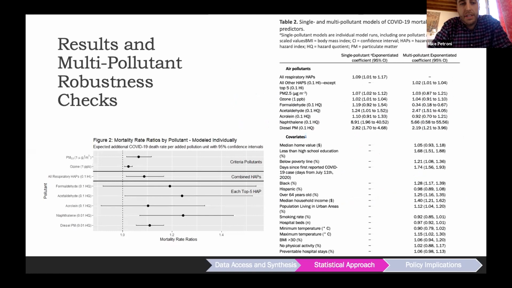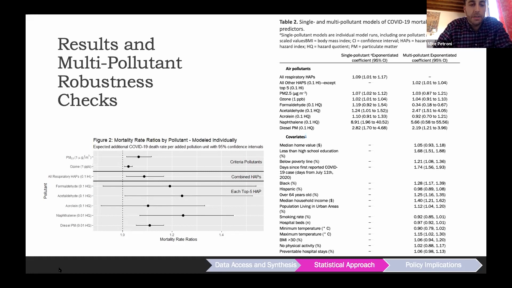So here are our results. I'm not going to go through all of this in detail, but the bottom line here is we saw about a 10% increase or a 9% increase in the mortality rate on average in a county for every 0.1 increase in the respiratory hazard index. So as you remember from before, the index from 0 to 1 is in the safe range, but we found that even at the low levels, we were seeing relatively moderate or high increases in the mortality rates for each county.